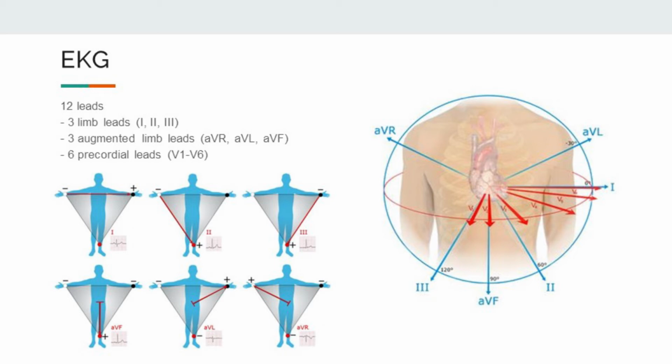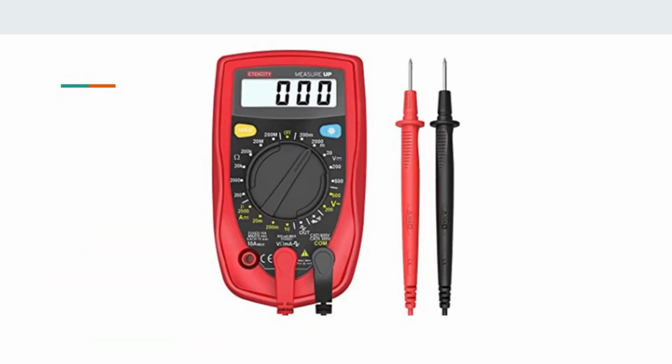The limb leads are named 1, 2, and 3 in Roman numerals. The augmented limb leads are named AVR, AVL, and AVF, and the precordial leads are named V1 through V6. Remember in physics how you learned about measuring voltage? You take a positive and a negative electrode, and you're just measuring the difference between the two. That's basically what you're doing with the EKG, and for a 12-lead EKG, you can think of it as taking different measurements at 12 different places. More accurately, we're measuring the electrical activity of the heart from 12 different angles.